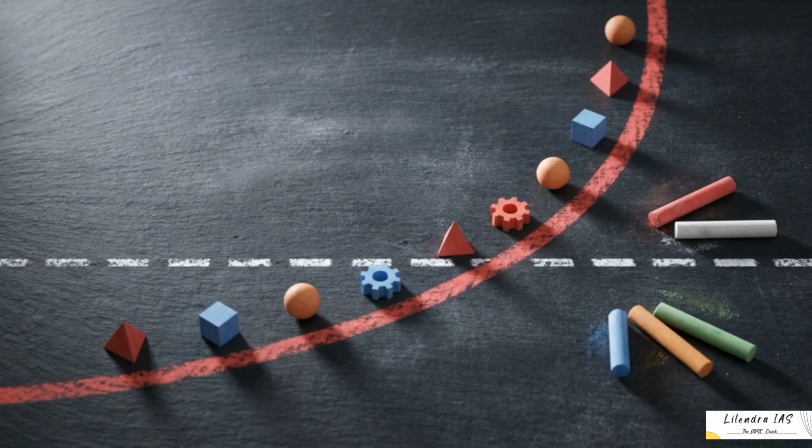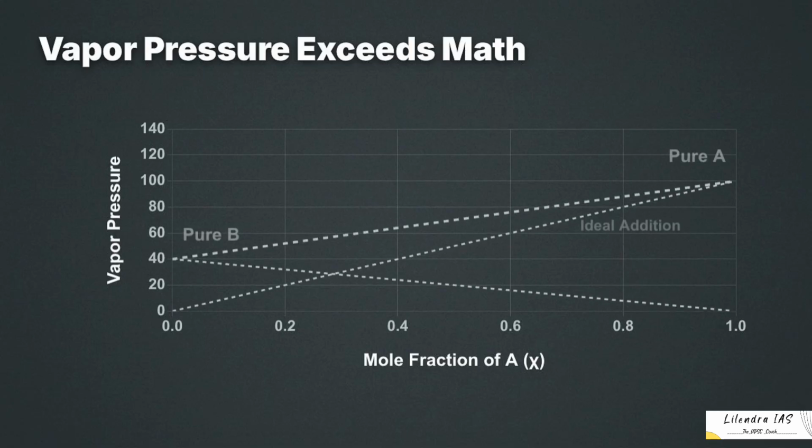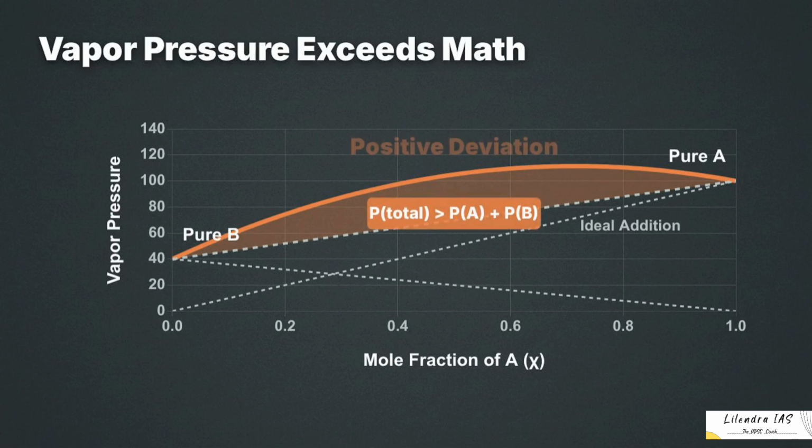In reality, the vast majority of chemical mixtures are non-ideal. They actively disobey Raoult's mathematical straight lines. Look at this total pressure curve bowing upward above the expected straight line. The vapor pressure generated by the mixture is higher than the math predicts. We classify this upward arching gap explicitly as a positive deviation from Raoult's law.